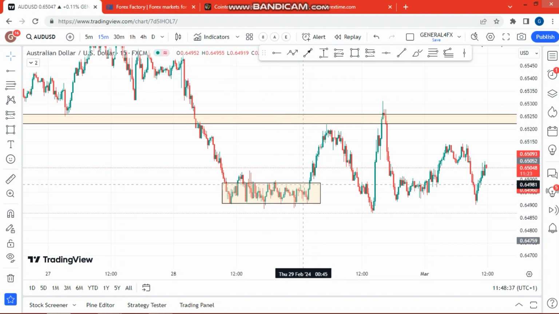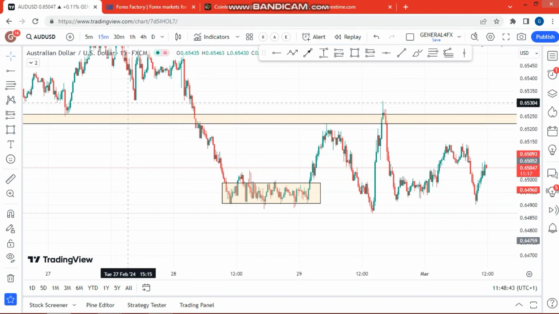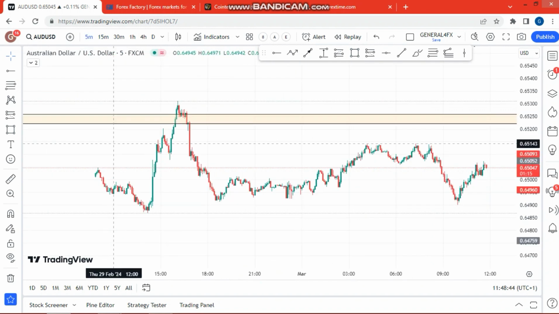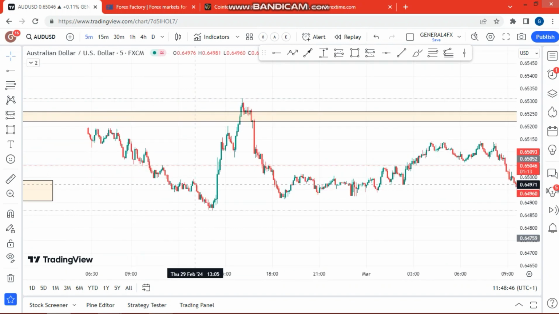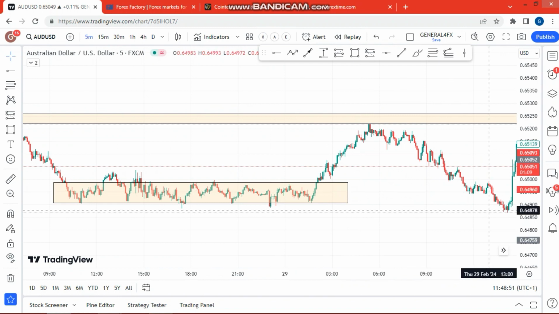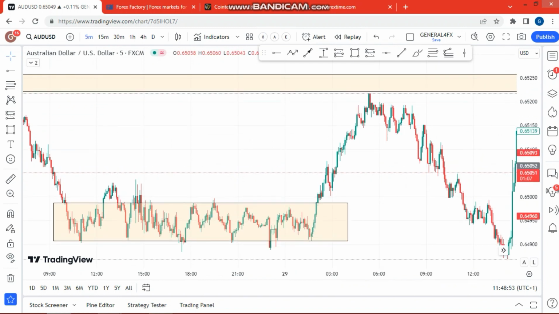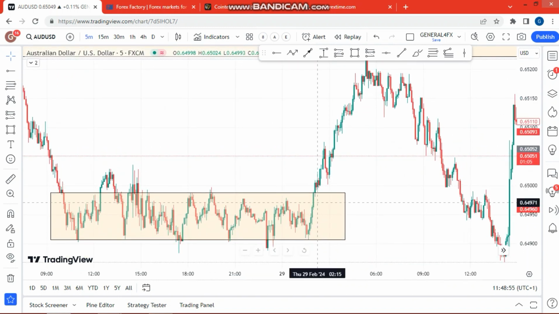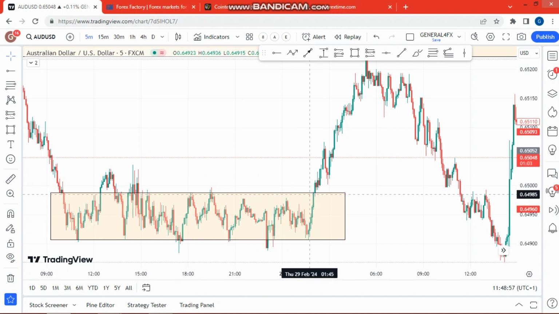Definitely is going to break out at some point, and our entry is on the 5-minute time frame actually. So let's get to the 5-minute time frame. It was a beautiful trade. All right, look at it. Price broke out in this area.